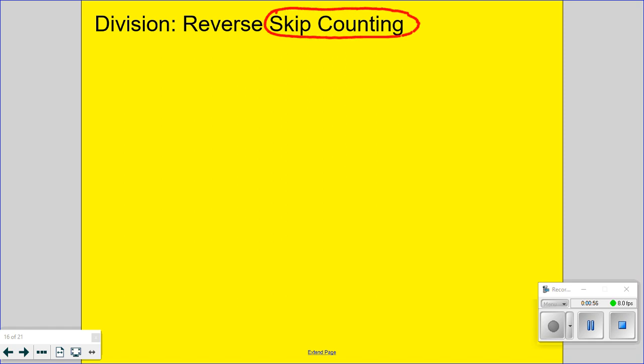Because remember, when we skip count, we are counting equal groups, equal skips of numbers. So when you skip count by twos, I'm counting by skips of 2 or groups of 2. We don't have these words written down.